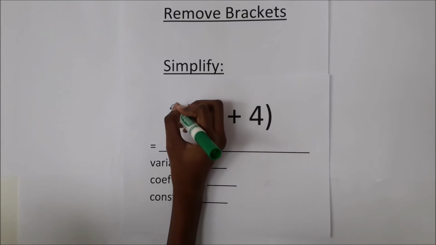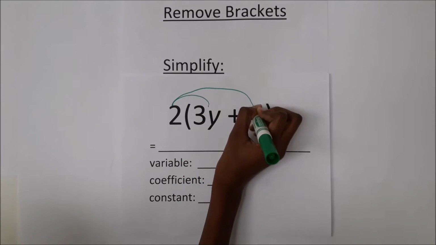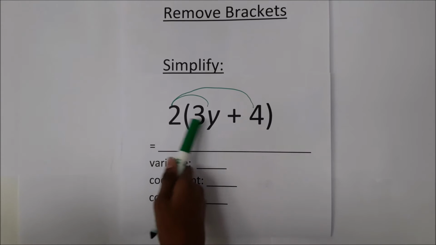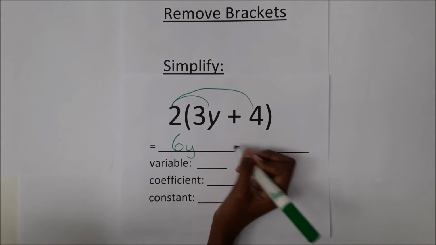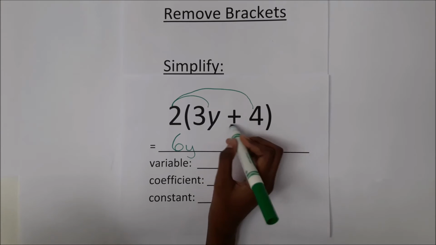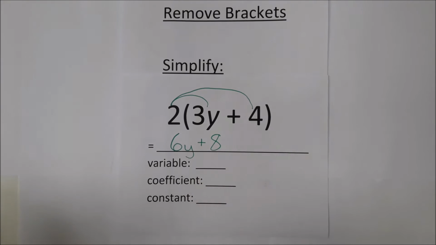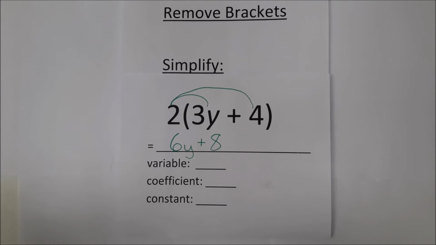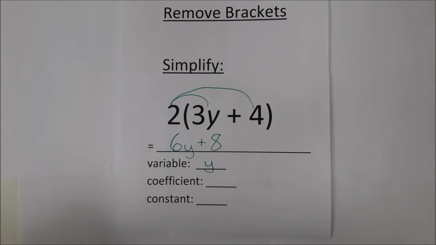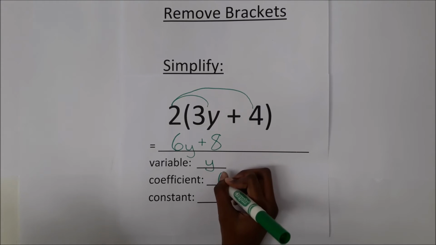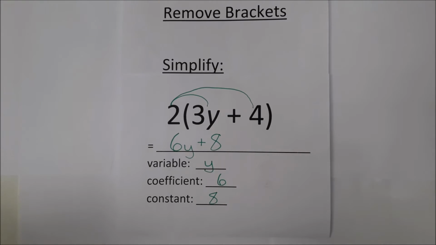Multiply 2 times 3y and multiply 2 times positive 4. Work it. 2 times 3y is 6y. And 2 times positive 4 is positive 8. Okay, look at the answer. Write the variable. Y. Write the coefficient. 6. Write the constant. Positive 8. Very good.